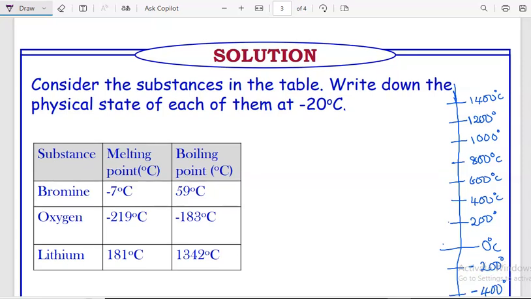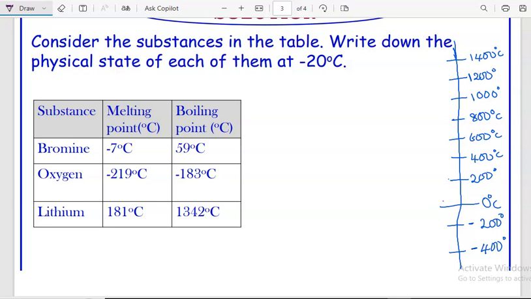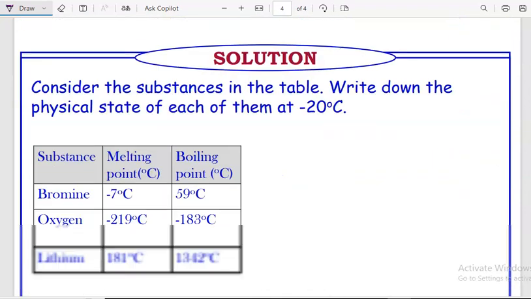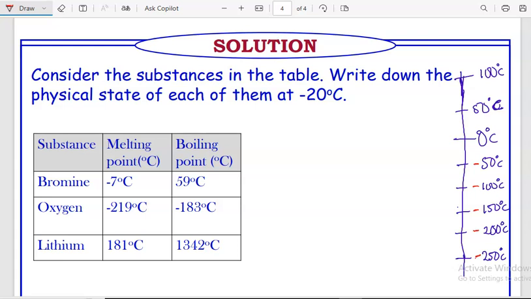You can pause this video and listen again, replay and listen again so you can digest the first one. Okay. Now, the next one is the state of oxygen at minus 20 degrees Celsius. First, I have the temperature scale. You can draw your own. I already have a temperature scale to make things easier for us. So my temperature scale is drawn.